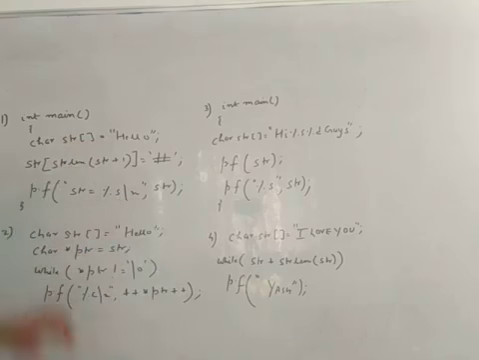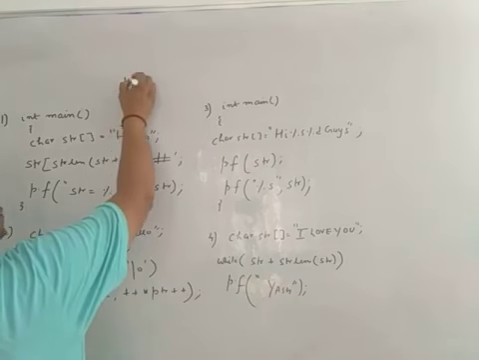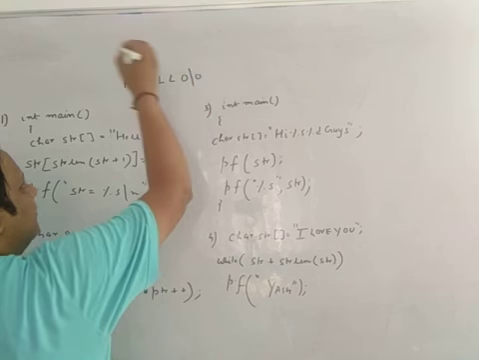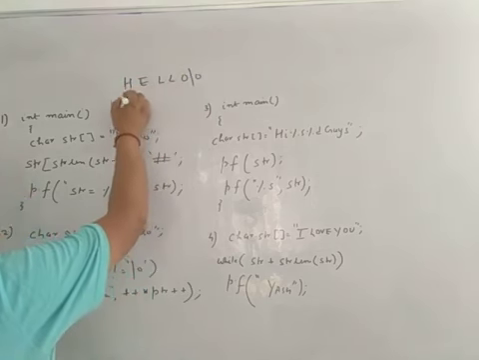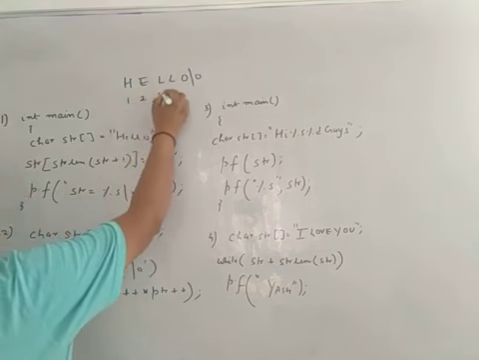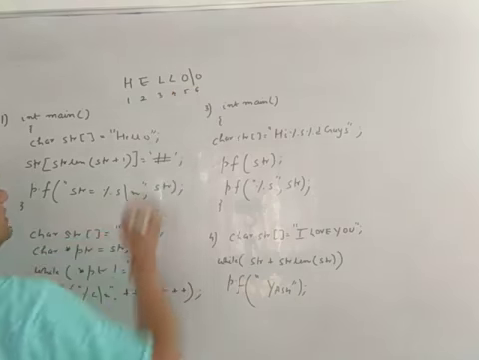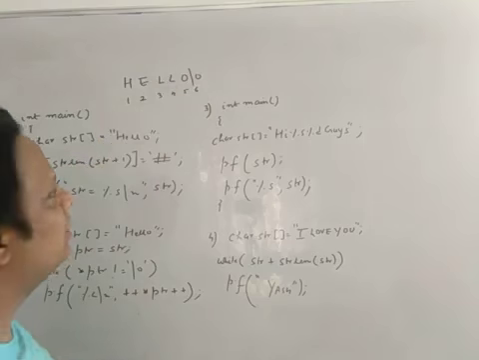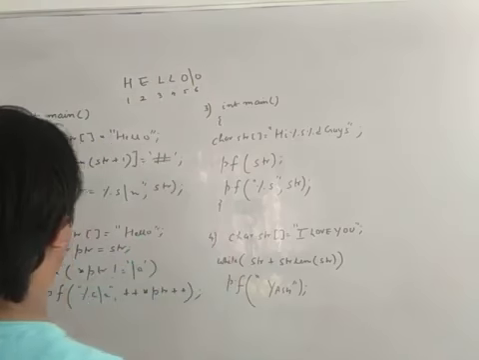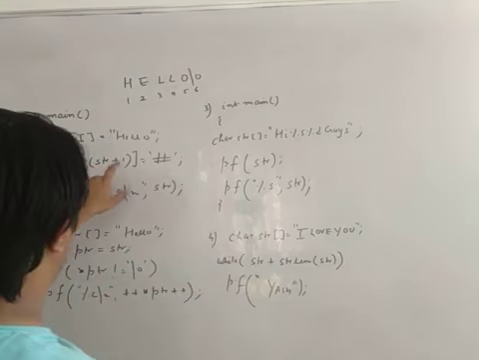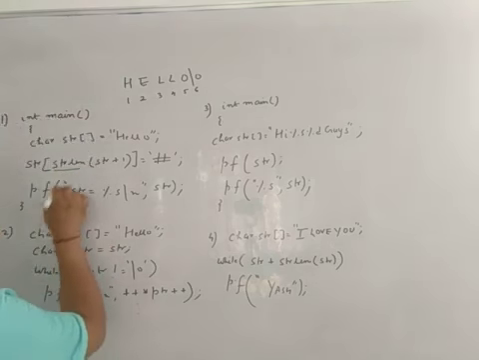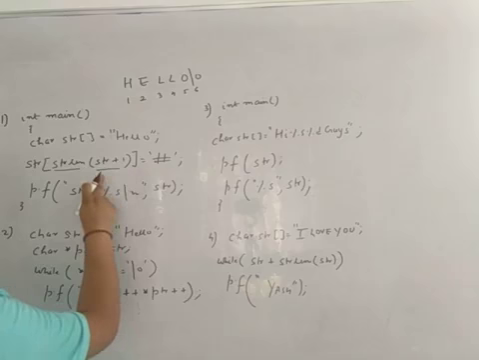So what is the string length of this? Suppose I write HELLO, and at the end there is the null, so let the base address start from 1: 1 2 3 4 5 and 6. Now if I ask you what is the string length of this, string length does not include the null character, so string length is 5, right? So 5 plus 1 is 6.